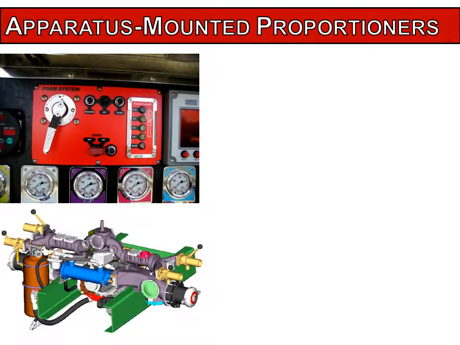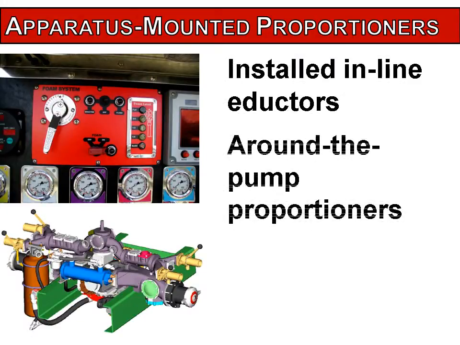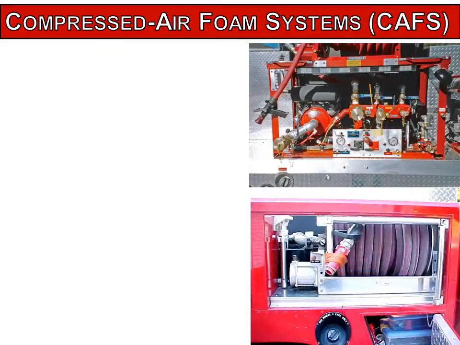Apparatus mounted proportioners include around-the-pump proportioners and balanced pressure proportioners. Compressed air foam systems: the direct inject foam proportioner mixes the foam with water on the discharge side of the pump, and then a compressor adds air to the mix before it is discharged out your nozzles.